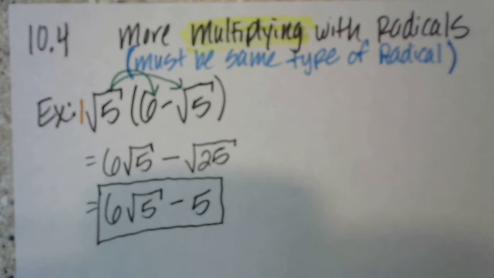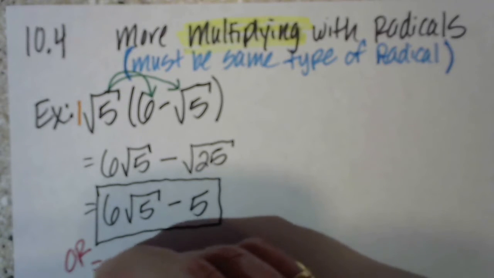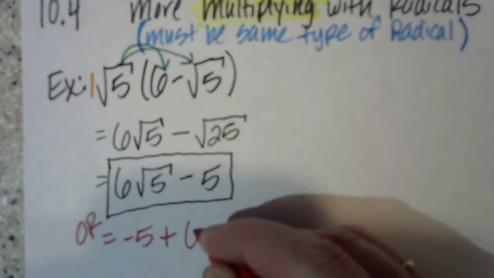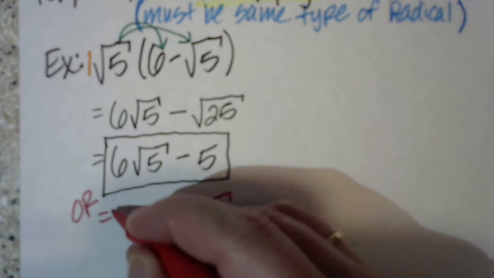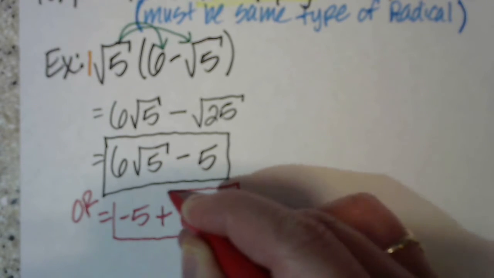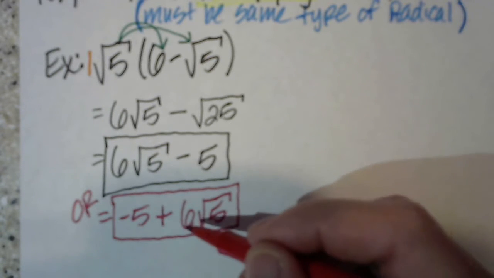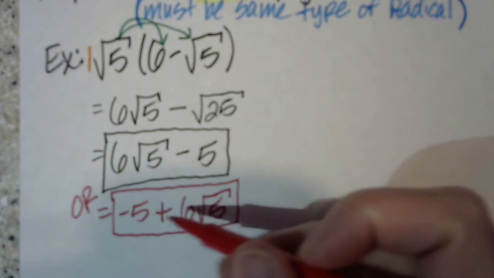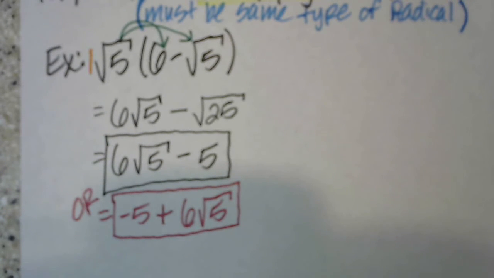I want to also point out that you can write this in either order. So this is the same thing as negative 5 plus 6 radical 5, correct? So both of these would be considered valid answers. Sometimes you see this bottom answer identified as standard form, but in any way, they're both acceptable, okay? All right, so I want to try 2 more examples.